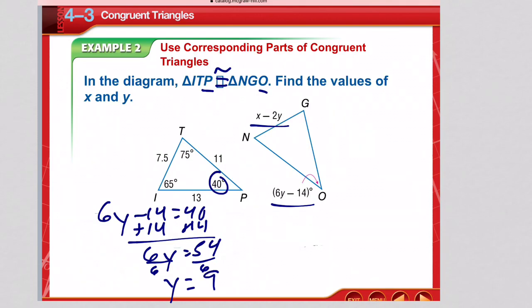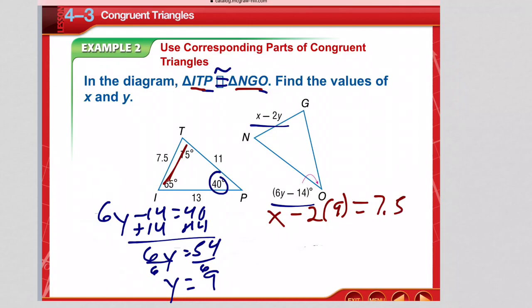So now what I can do is I see that my x here is for NG. So again, I see NG is the first two letters. So I see the first two letters in the other triangle is IT. So I know NG matches with IT. So x minus 2, and then I now know that y is 9, has got to equal the one that is IT, so that is 7.5.